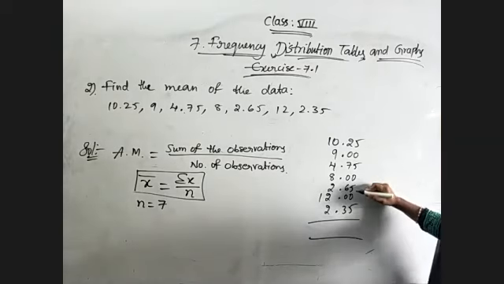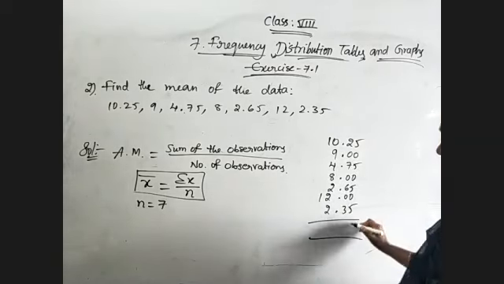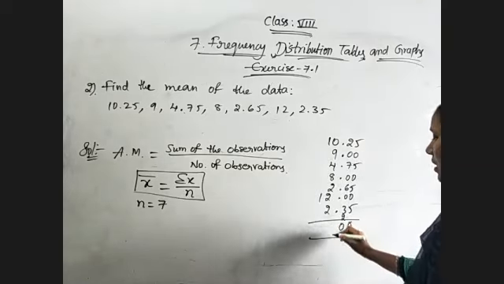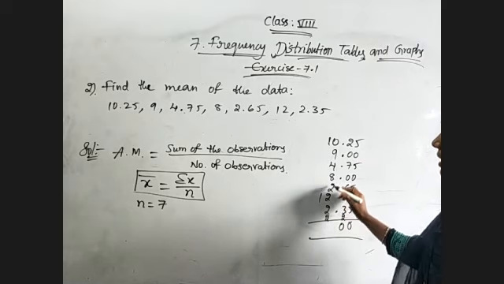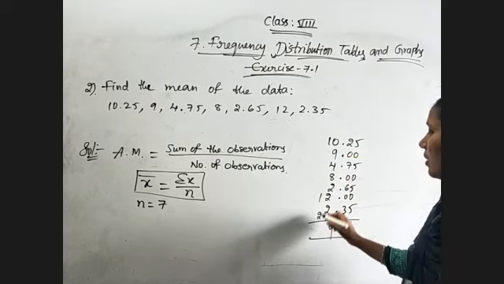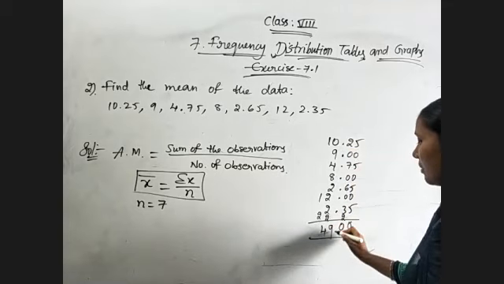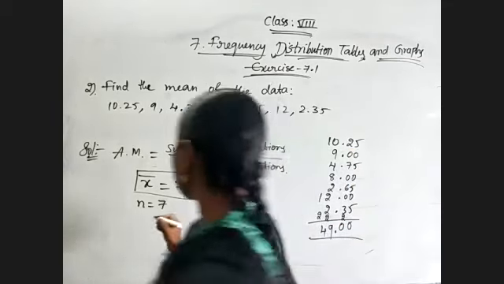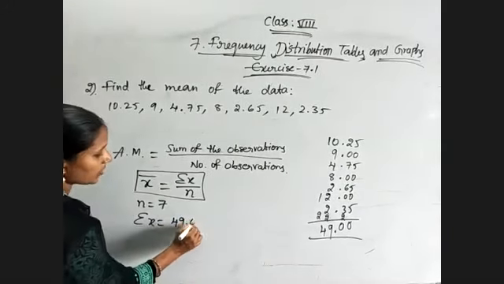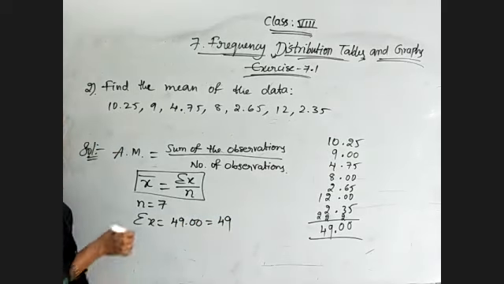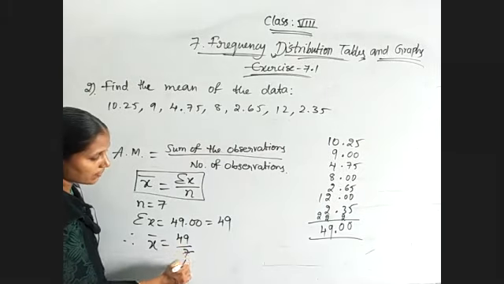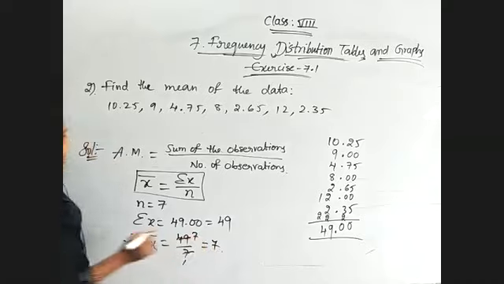Just see, 5 plus 5, 10, 10 plus 5, 15 plus 5, 20. So 0, 2. 5 plus 6, 11, 11 plus 7, 18, 18 plus 2, 20. 4, 6, 8, 16, 29. So 3 plus 1, 4, 49.00. Sigma x, the sum of the observations, is equal to 49.00 we got, that is nothing but 49 only. Therefore x bar is equal to sigma x by n. 7 1s are 7, which is equal to 7. That's it.